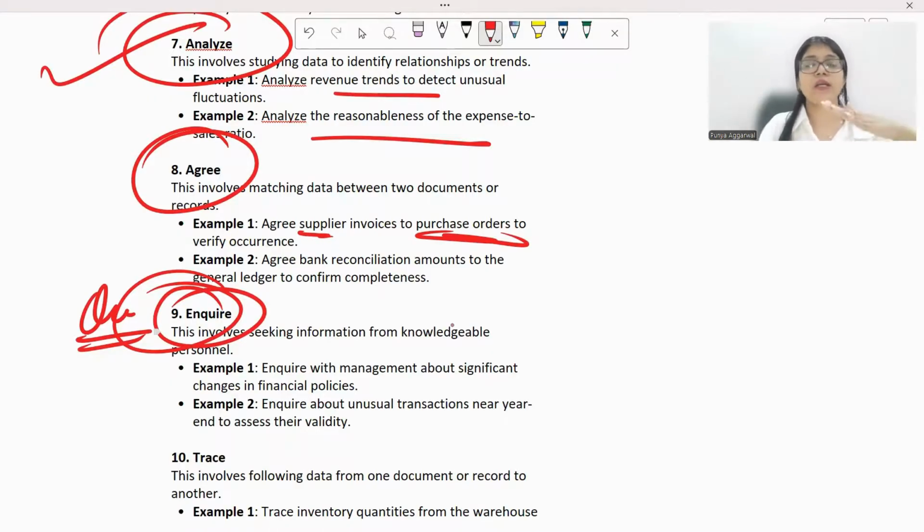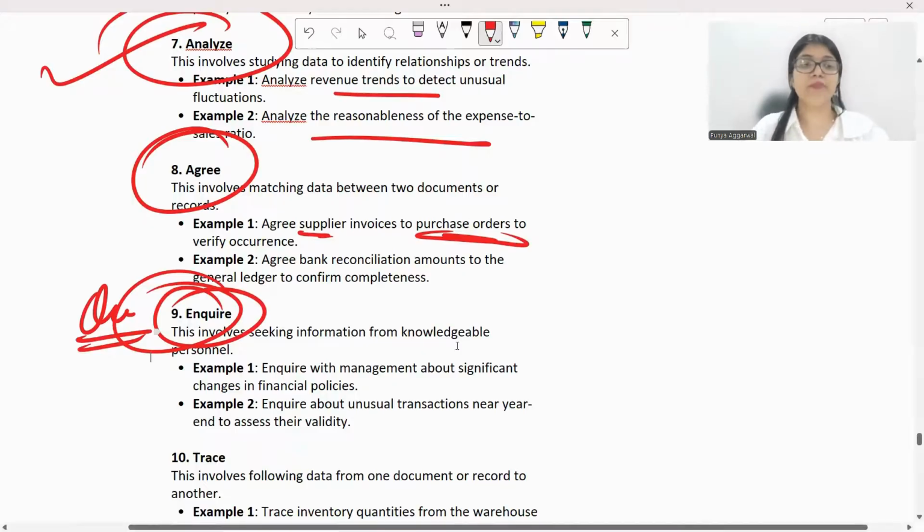So you can inquire कि अगर वो बोल रहे हैं कि, as I gave the example previously, that they have changed their depreciation model from straight line to WDV. So in this case, you can inquire that why is this happening? Why are you doing this? What is the reason that you're doing this, right? So that is inquiry.